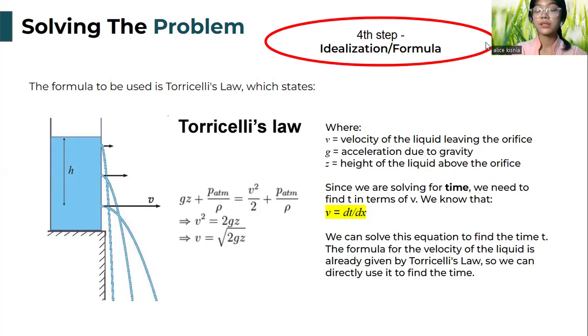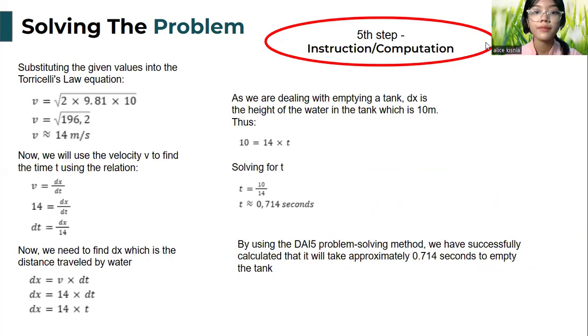Since we are solving for the time, we want to find the time, so we need to find t in terms of v. We know that v is dx per dt. So we can solve this equation to find the time t. The formula for the velocity of the liquid is already given by theoretical laws, so we can directly use it to find the time.